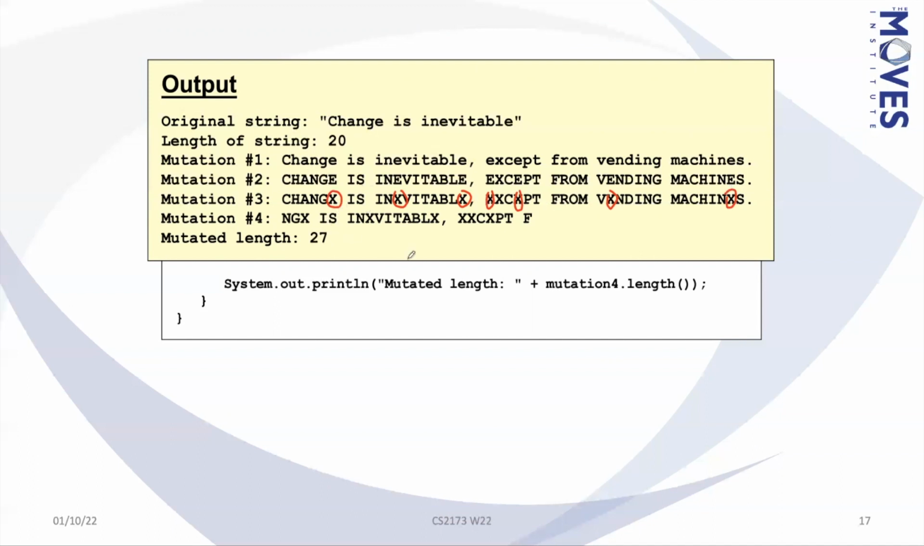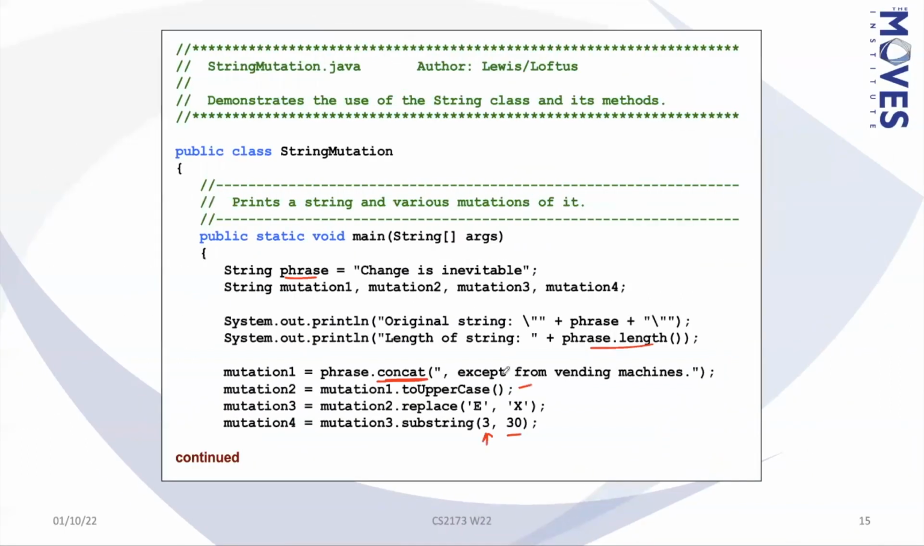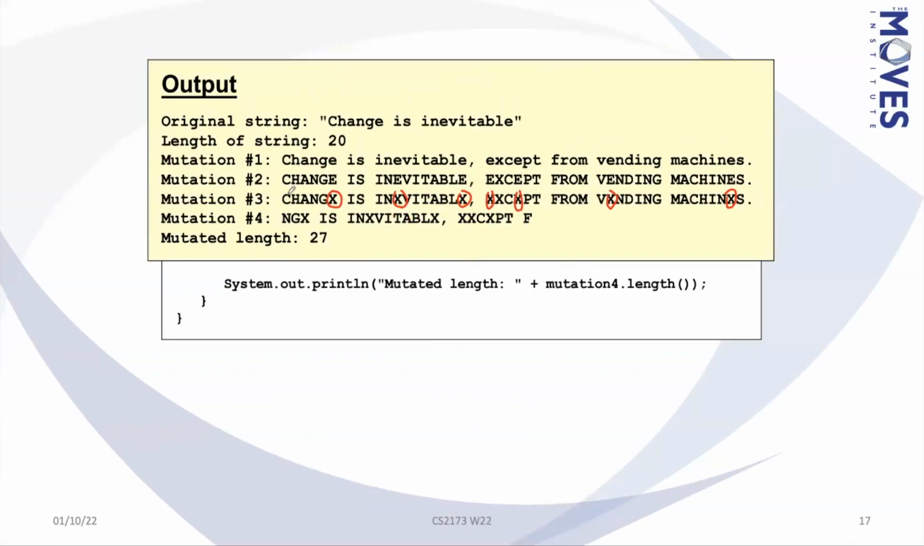And then the substring. Okay, so let's look at that. The substring was 3 to 30. So 0, 1, 2, 3. Okay, so here's index 3, and notice that that is there. And then I think if you count, you will see that this is actually index 29.